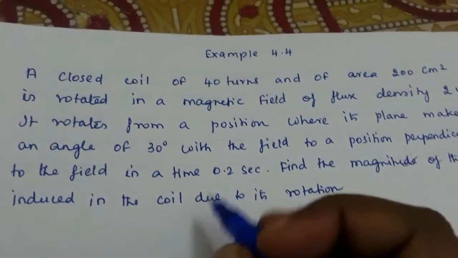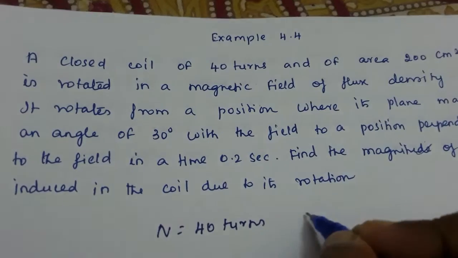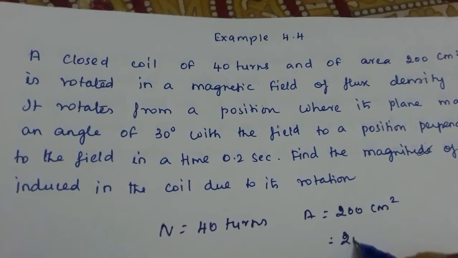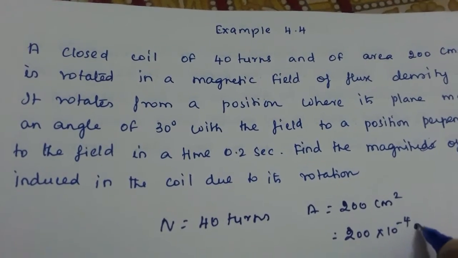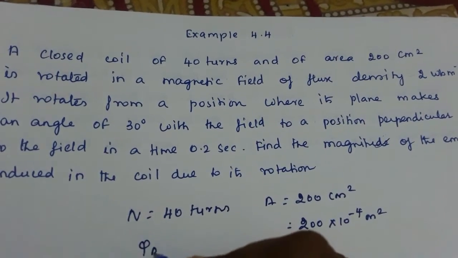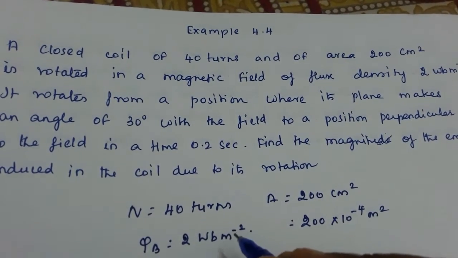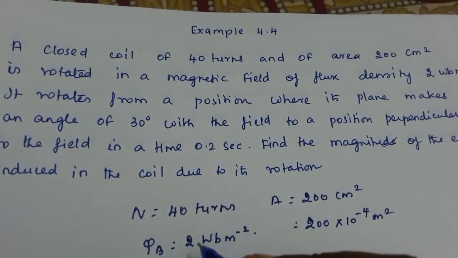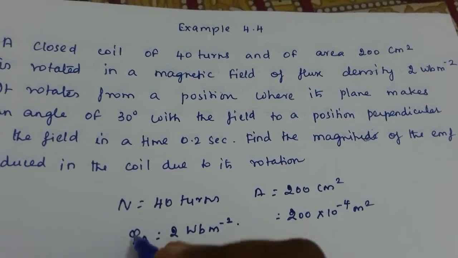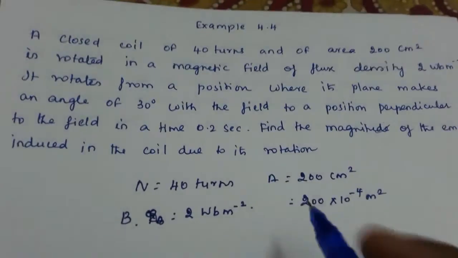Now what is given here is the number of turns, equal to 40 turns. And the area is given as 200 centimeters square, so that is 200 into 10 raised to minus 4 meters square. The flux density is nothing but the magnetic induction, so this is B. The value of B is given as 2 Weber per meter square.